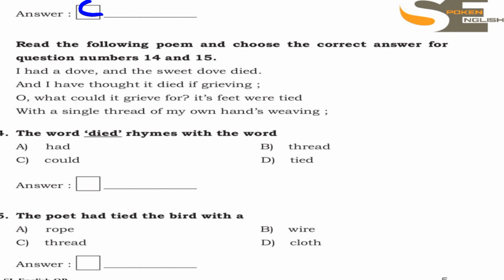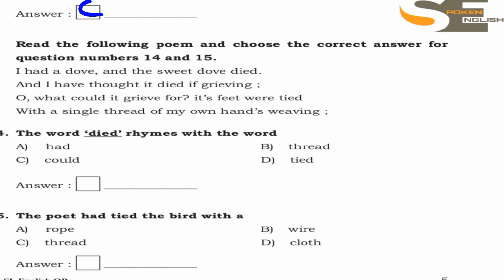The word died rhymes with the word dash. You have to write the rhyming word for the word died. Can it be had? Can it be thread? Can it be could? Or can it be tied? Same sound word. The word should end with the same sound.